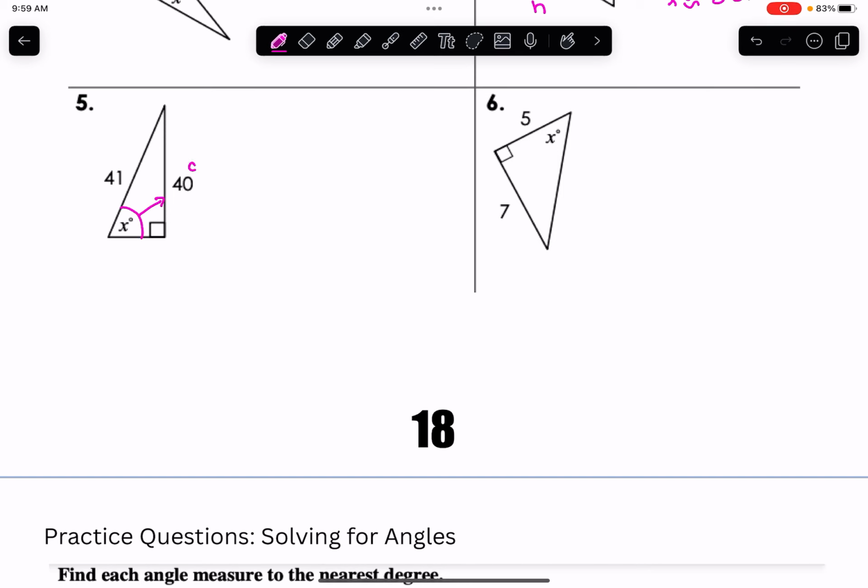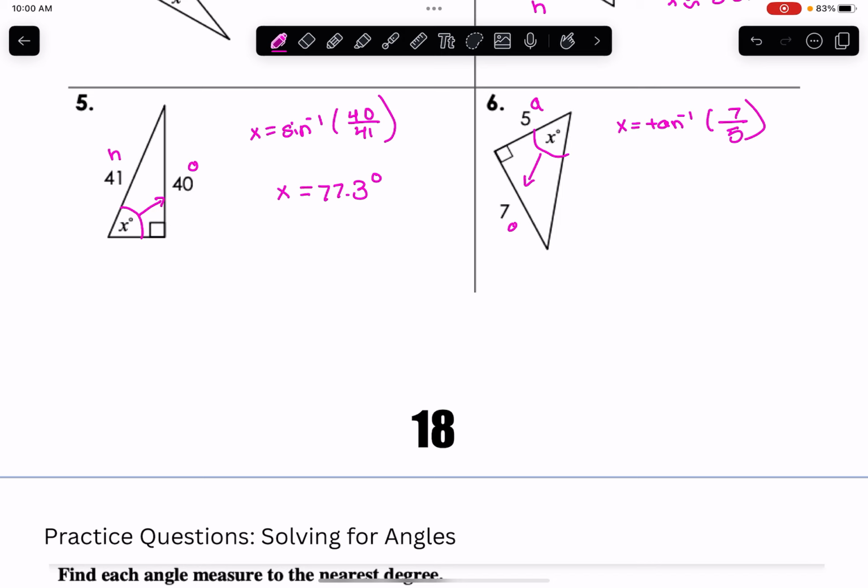Here's my angle. This is opposite and hypotenuse. So the sine, so x is equal to the inverse sine of 40 over 41. So second sine 40 over 41. We get that x is equal to 77.3 degrees. And the last one on this page, we have opposite and adjacent. So x is equal to the inverse tan of 7 over 5. So x will be equal to 54.5 degrees.